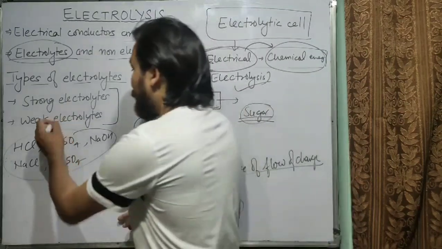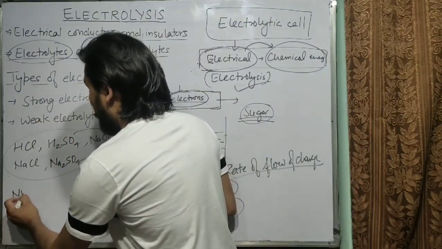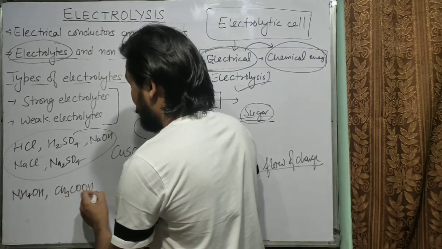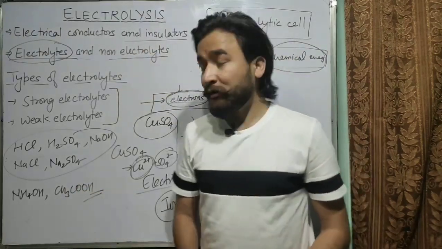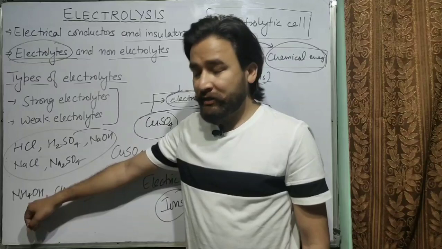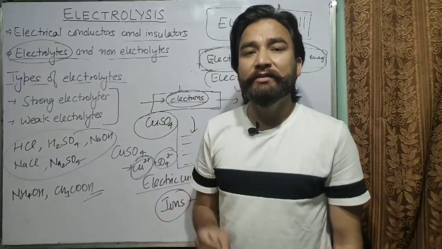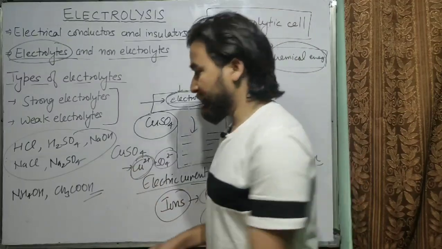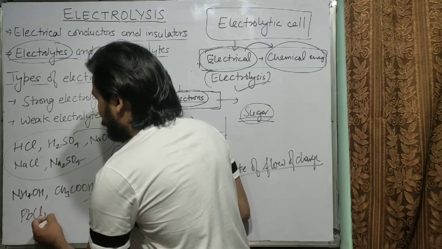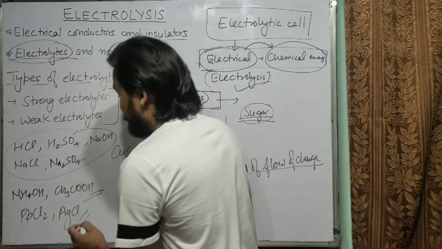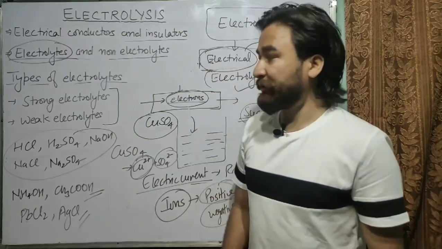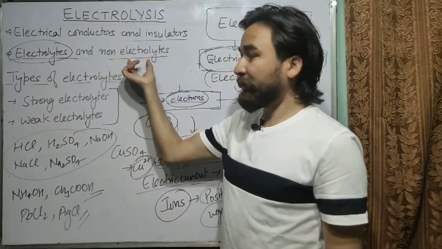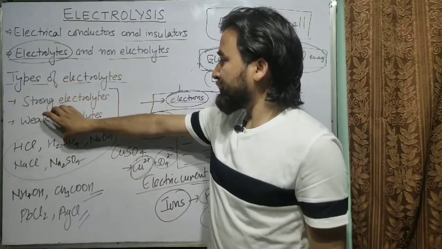So the examples of weak electrolytes are NH4OH or CH3COOH. So you can see that all the weak bases and weak acids are examples of weak electrolytes, and some salts are examples of weak electrolytes, for example, PbCl2 or AgCl. These are the examples of weak electrolytes. So hope you have understood the difference between electrolytes and non-electrolytes, and strong electrolytes and weak electrolytes.